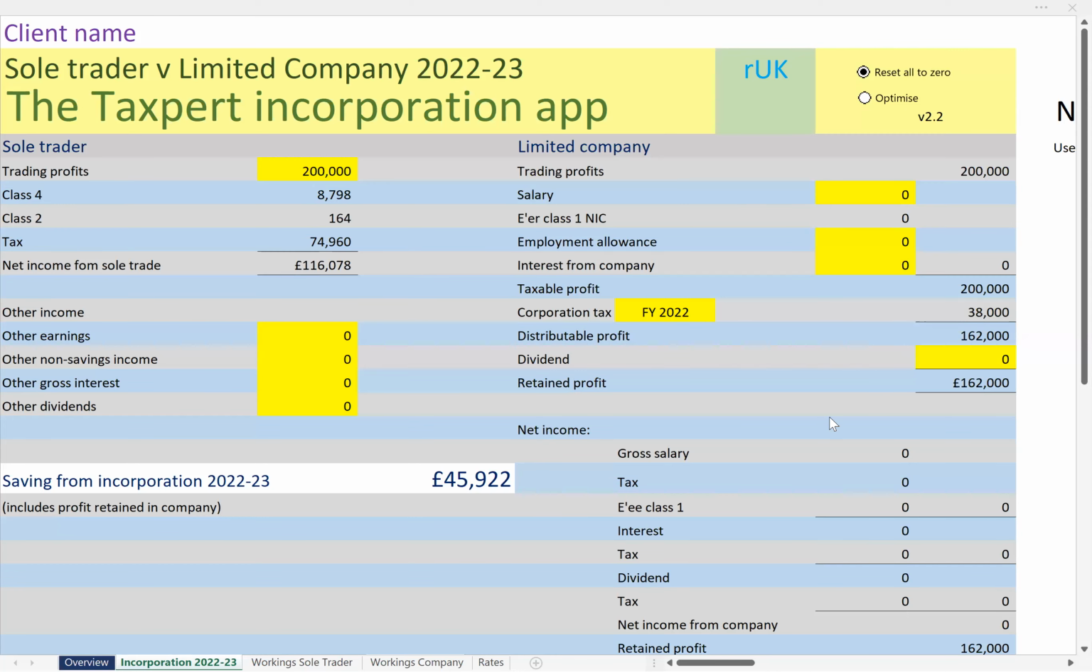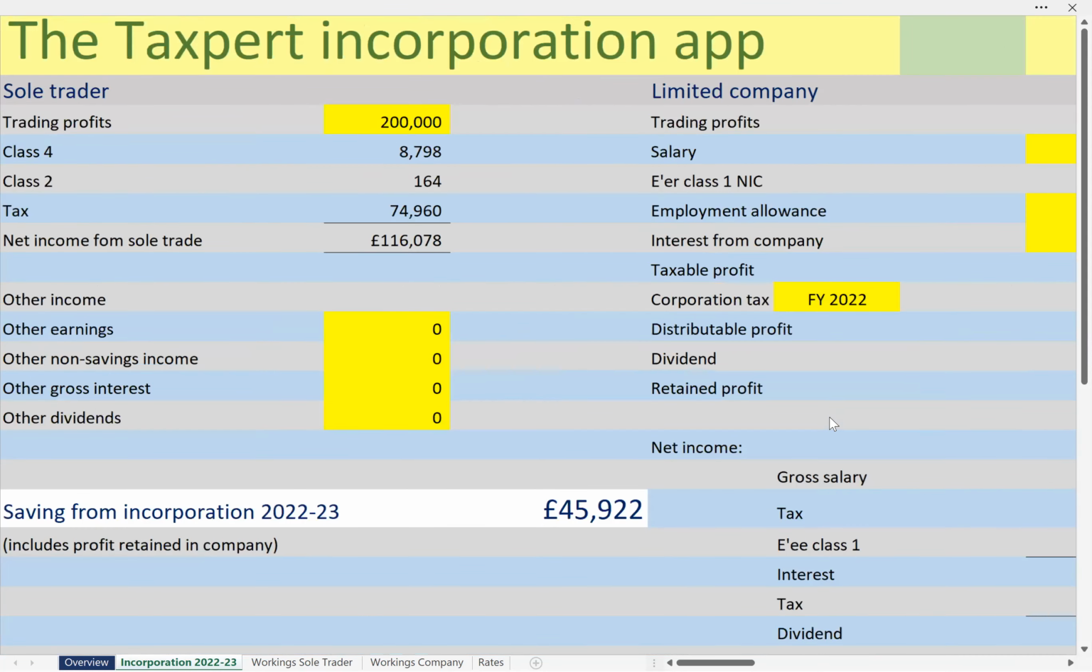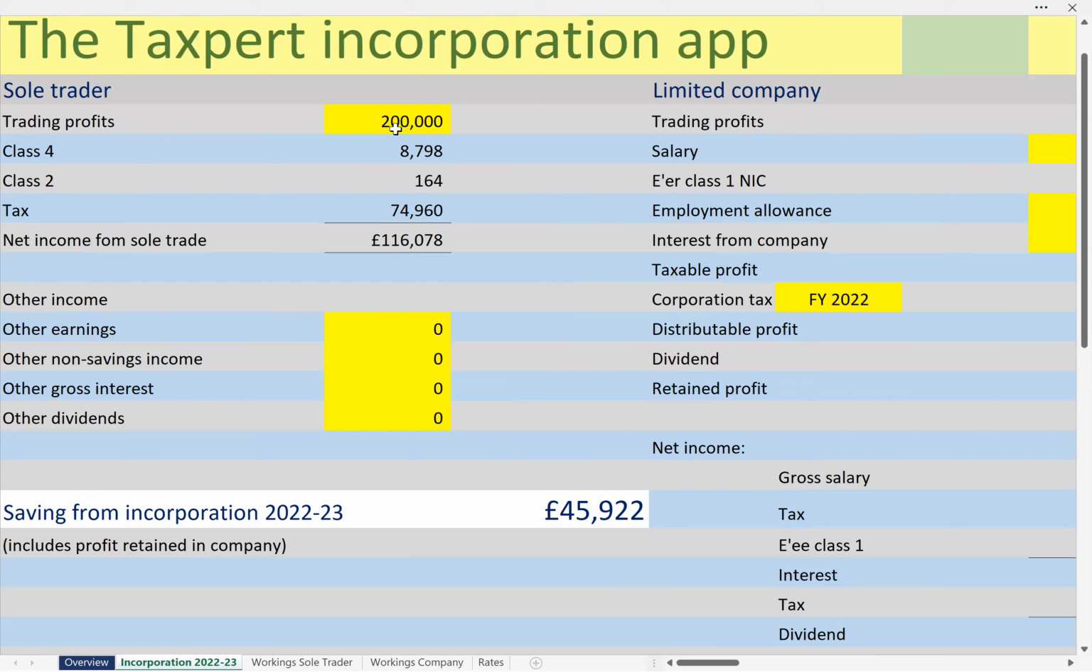The Taxpert Incorporation App 22-23 shows you quickly and easily what the effect would be of a sole trader incorporating and trading through a limited company. And we start by inputting the level of trading profits. I've already input 200,000 here.